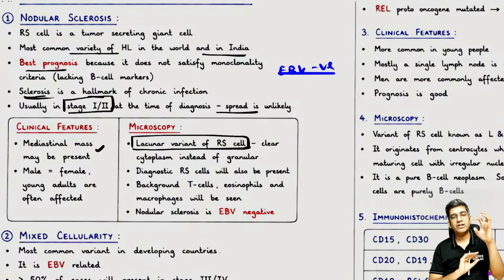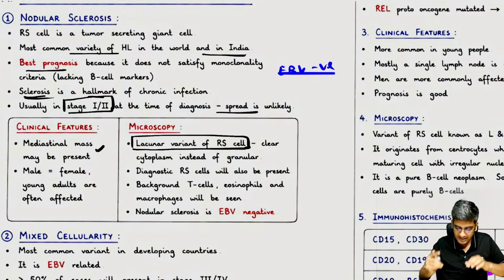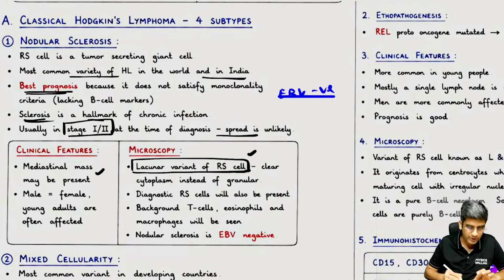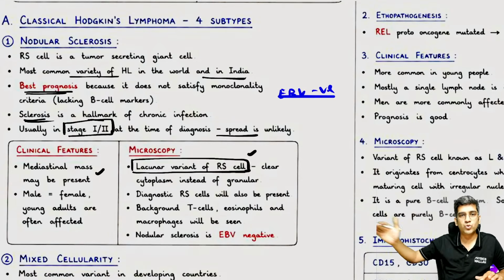Okay, you'll have a very clear cytoplasm instead of a pink cytoplasm of an RS cell, right? That's a classical finding of nodular sclerosis variant of Hodgkin's lymphoma. In the background, I'll have lymphocytes, T cells, eosinophils, and macrophages, and they are EBV negative, right? And the prognosis is definitely good. We'll look at the prognosis very soon in detail, right?